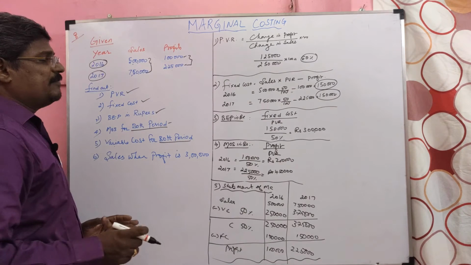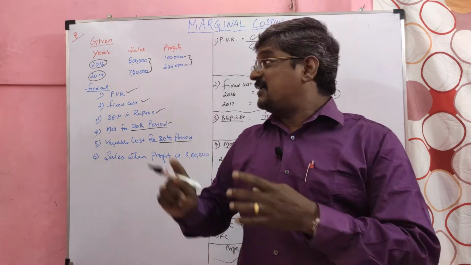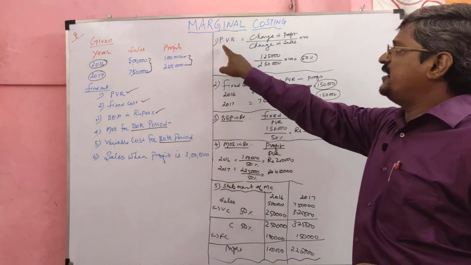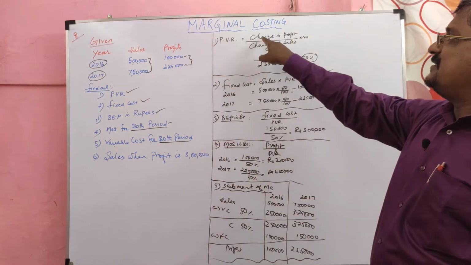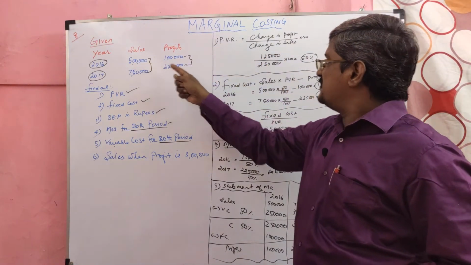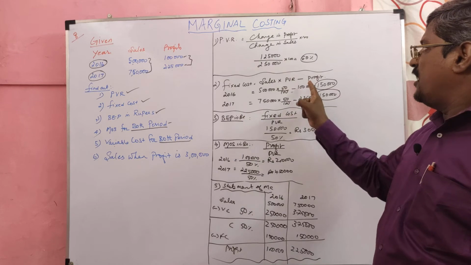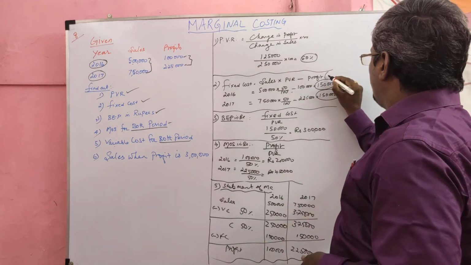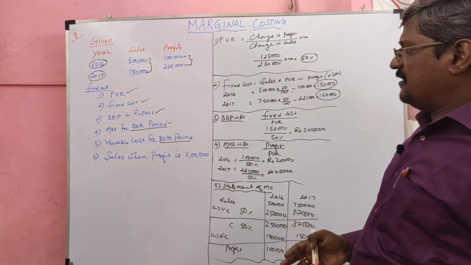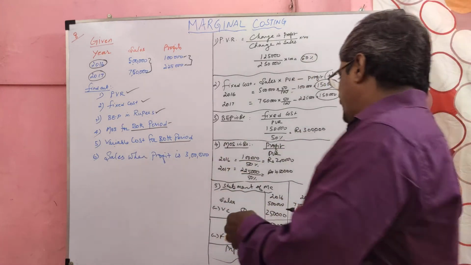Listen students, normally in type 1, sales, variable cost and fixed cost are given, but in type 2, sales and profit of two years are given. So at that time we have to change the PVR formula. The formula is change in profit divided by change in sales into 100. Then we have to find fixed cost. What is the formula? Sales into PVR minus profit. If loss is given, the loss should be added. Then BEP and margin of safety are everything the same. If they ask variable cost, you have to prepare a marginal costing statement for sales of both periods.